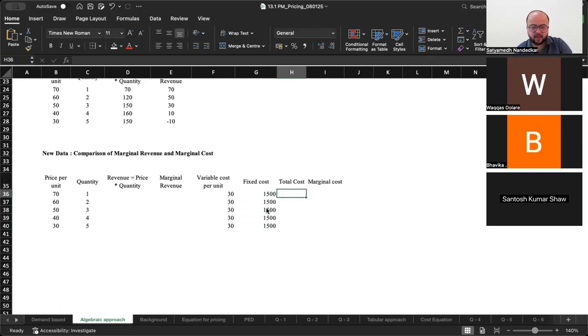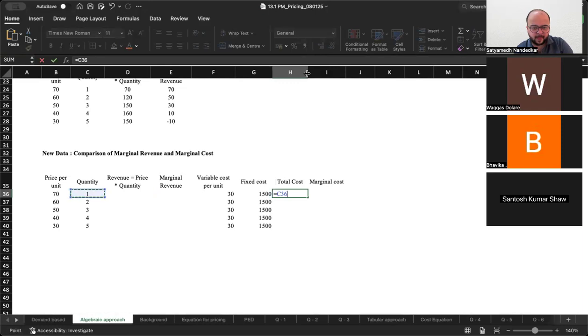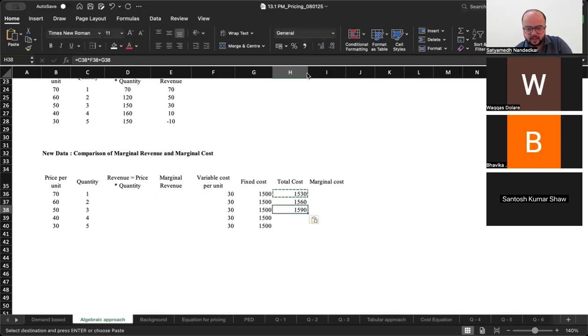How do you arrive at total cost? Total cost is fixed cost plus variable cost, right? So fixed cost plus variable cost: quantity 1, variable cost 30, fixed cost 1500, total 1530, 1560, 1590, and so on. Now what is marginal cost? Cost of producing one more unit.